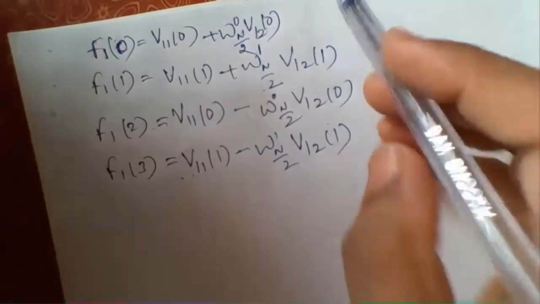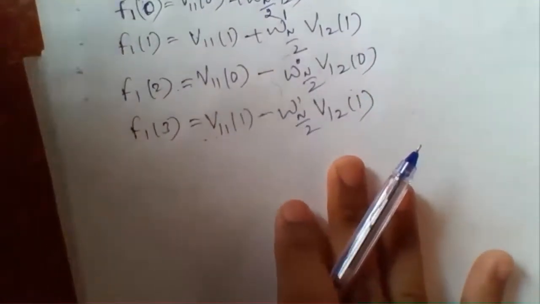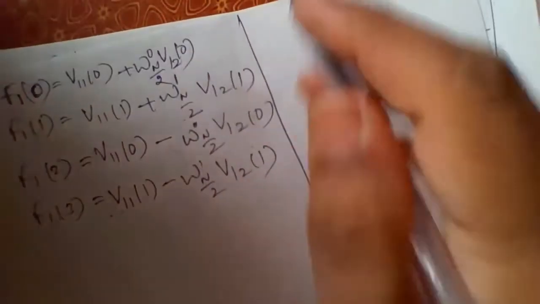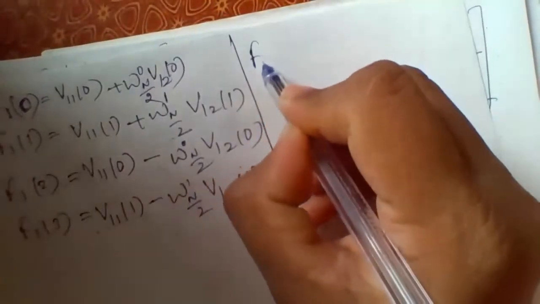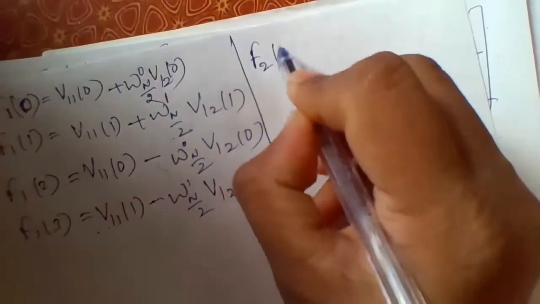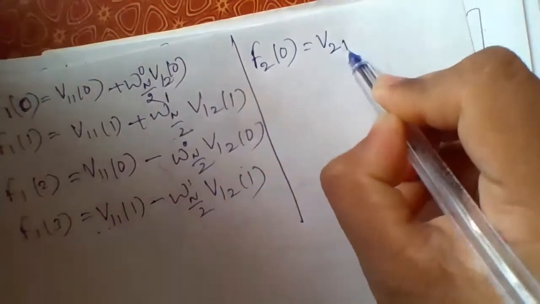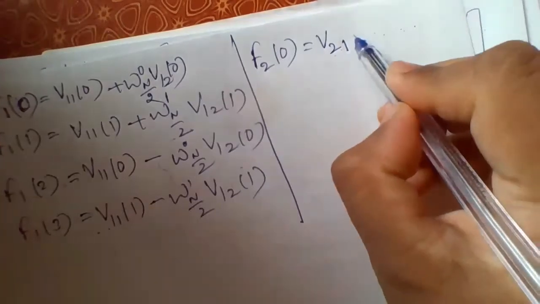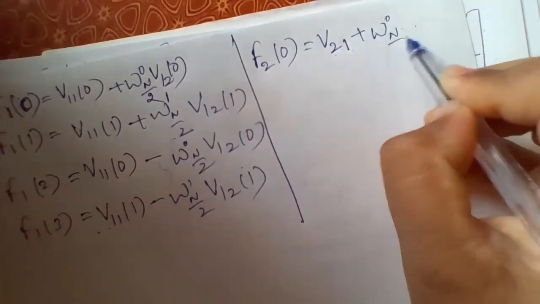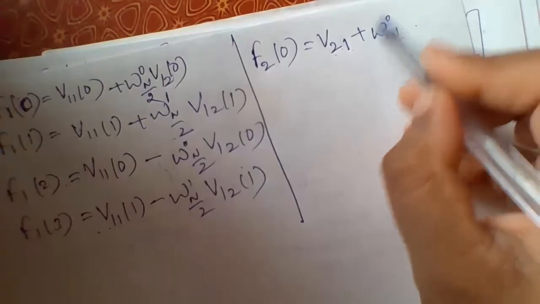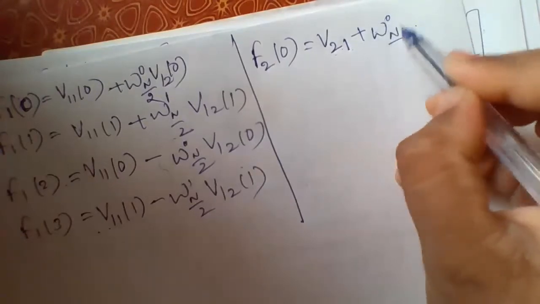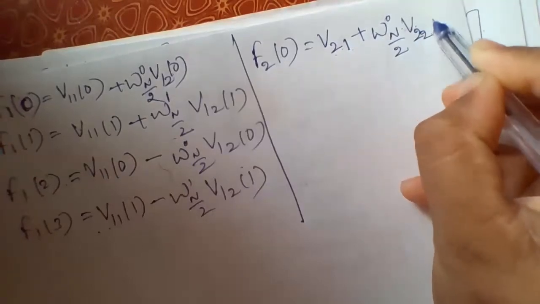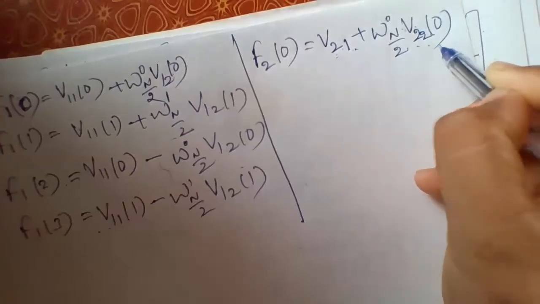Now this is for the F1 stage. Similarly, we will repeat the same equations for F2 also. While writing for F2, the suffix is 2, that you should always remember. So F2 of 0 will be equal to V21 plus V22, as it is also a 4-point DFT only, so there are no changes with respect to the twiddle factor N by 2, now with V21 and V22.